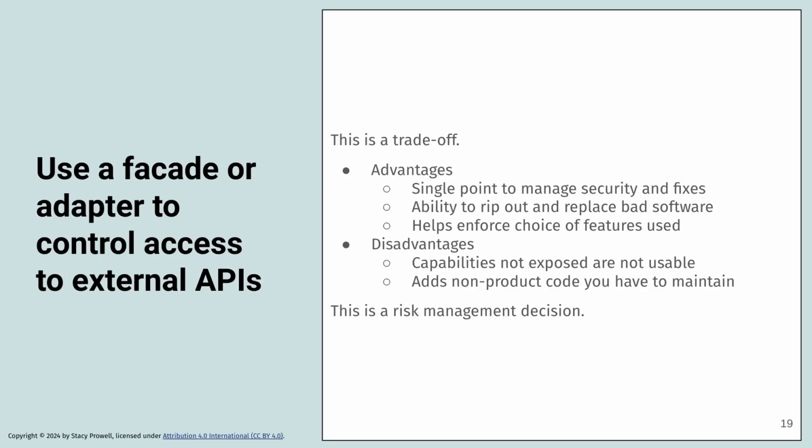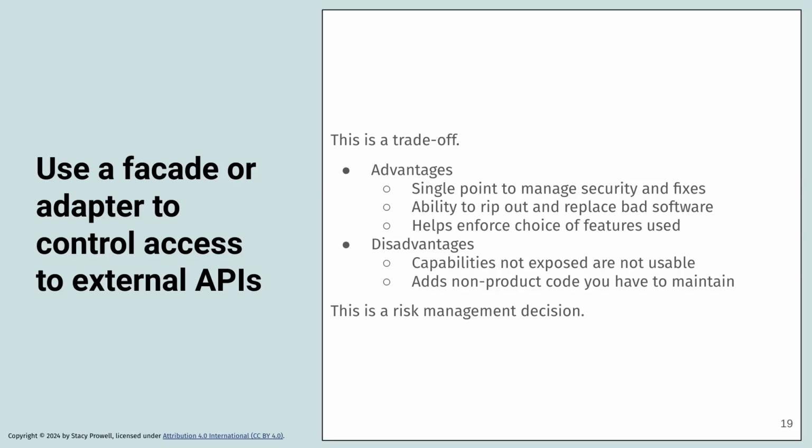Using a facade is a trade-off. The advantage is a single point to manage the security and fixes for an external component, and the ability to just rip out and replace bad software. Okay, this logging framework is bad, but I've centralized my use to this one piece, so I can easily replace that with a different logging framework, and the rest of my code won't have to change.